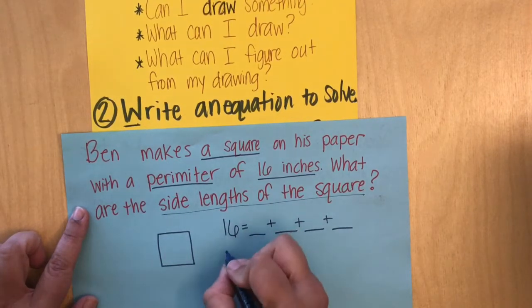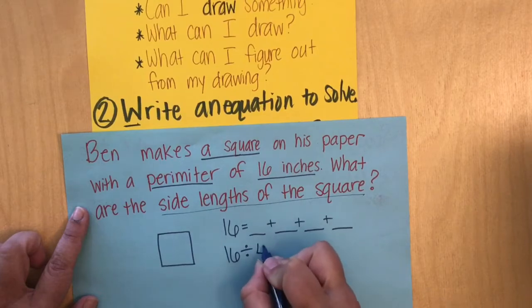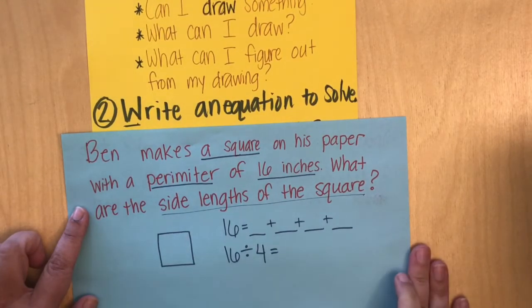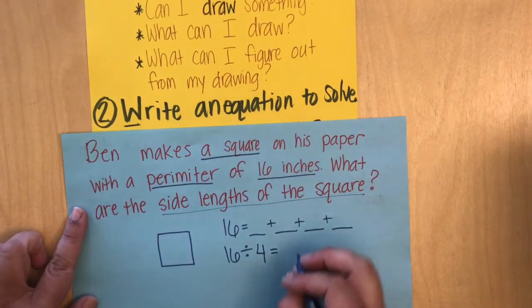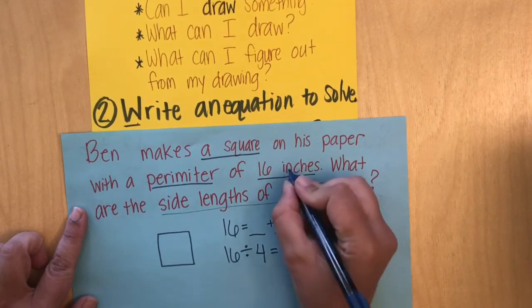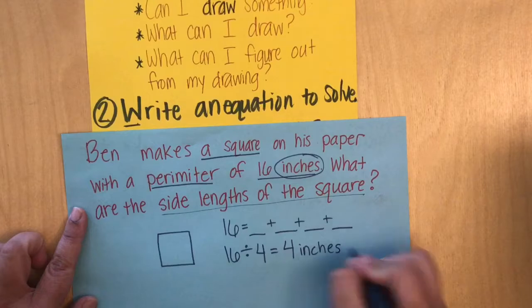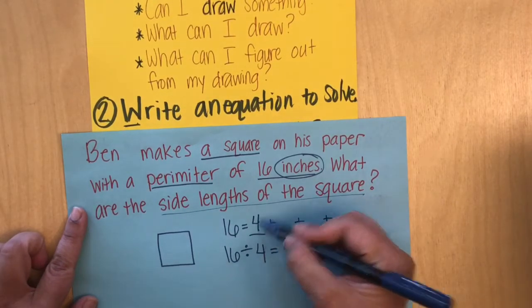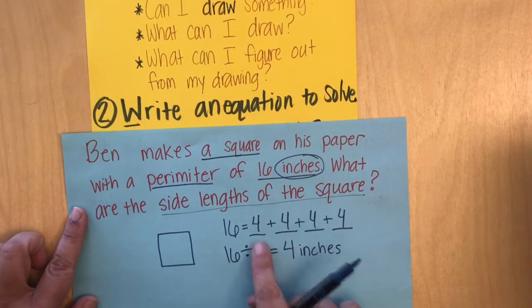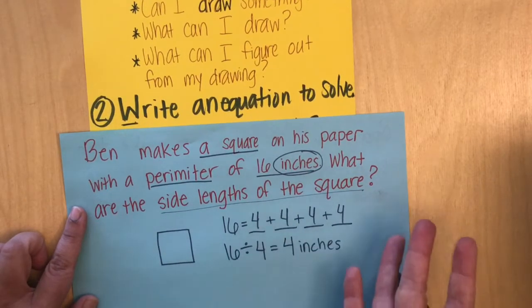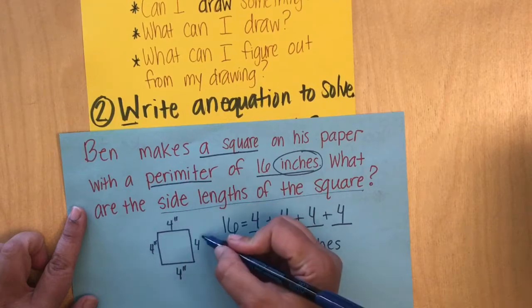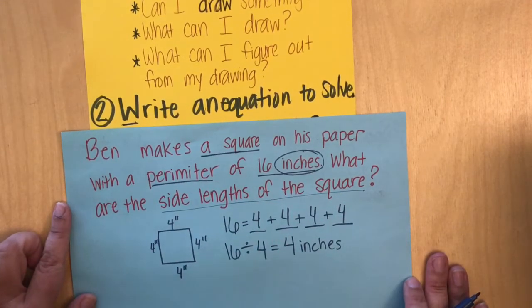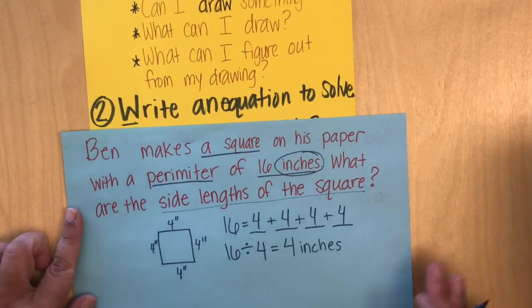So I could think 16 divided by 4 sides of a square equals the length of each side of the square. So 16 divided by 4, so 4, 8, 12, 16. So that would be 4. And my units are inches. So 4 inches. So let me see if that works. So 4 plus 4 plus 4 plus 4, is that 16? So that would be 8 plus 8, which is 16. And that makes sense. So my drawing and my equation work together to help me figure out the side lengths of the square. How did you guys do?